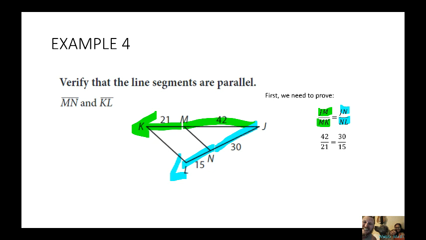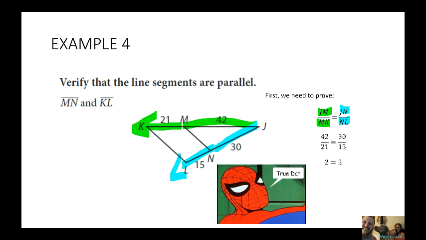All right, so let's substitute in our values. And then eventually you'll just get some number equaling the same number. Does 2 equal 2? Yeah, that's true. All right, true that. So, since they are proportional, you can say by the converse of triangle proportionality theorem, MN is parallel to KL. And that's how you can prove it using proportionality and algebra.